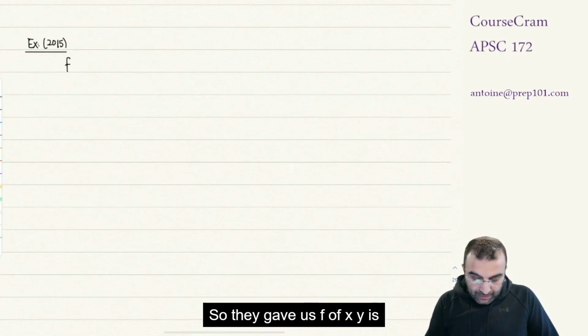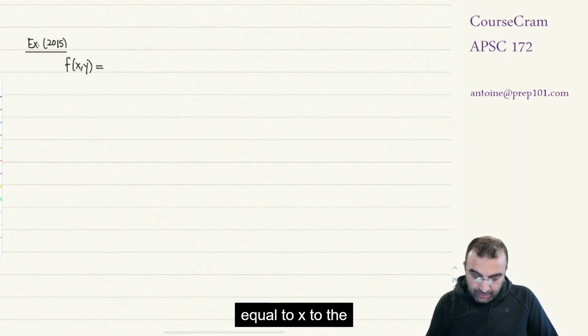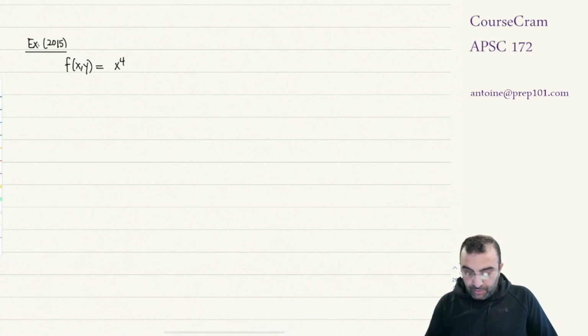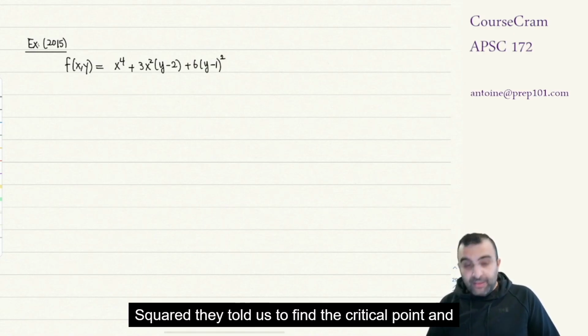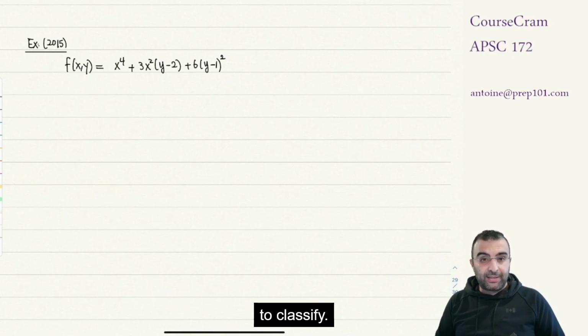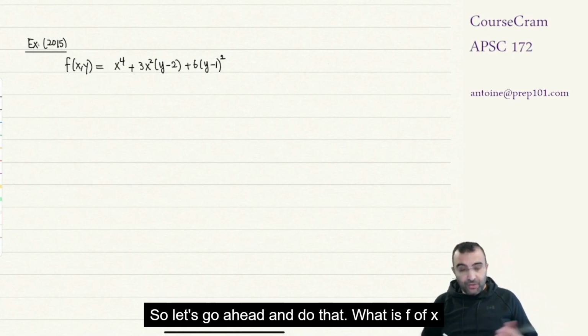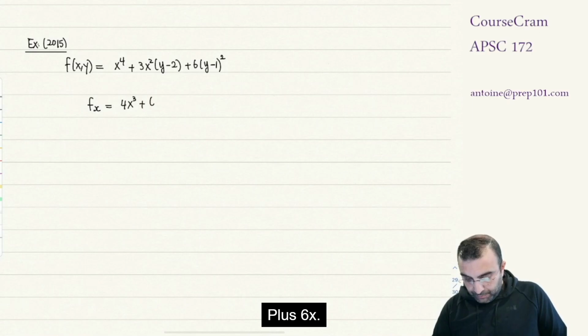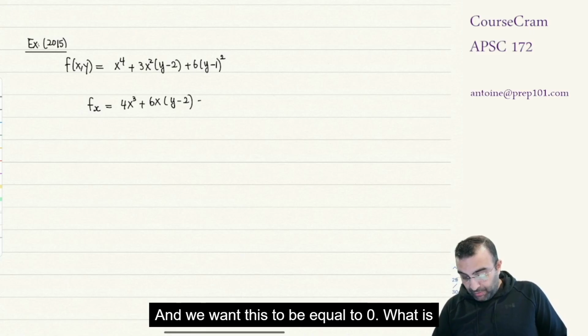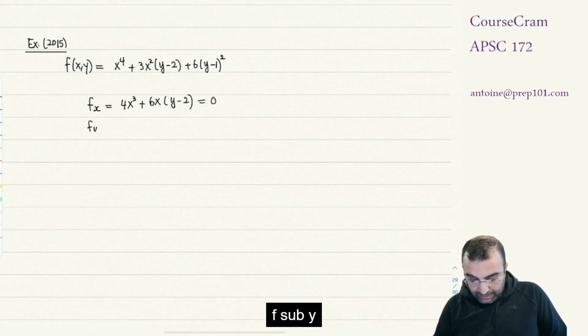They gave us f(x,y) equal to x to the 4 plus 3x squared (y minus 2) plus 6(y minus 1) squared. They told us to find the critical points and to classify them. So let's go ahead and do that. What is f sub x, the derivative with respect to x? It's 4x cubed plus 6x times (y minus 2). And we want this to be equal to 0. What is f sub y?